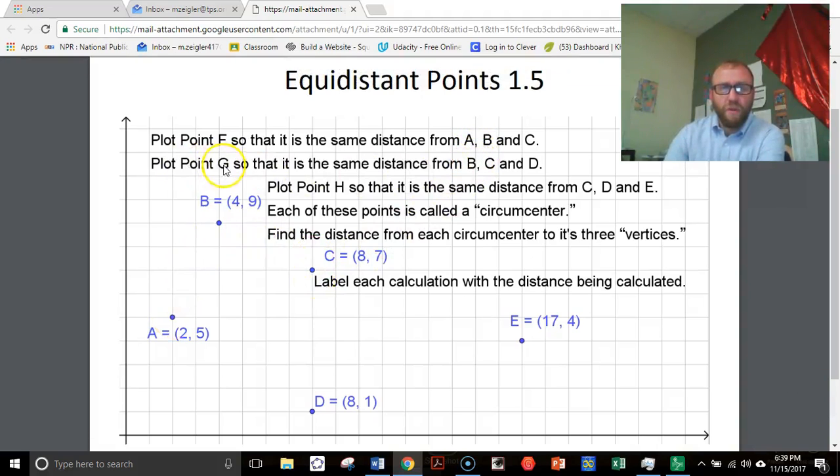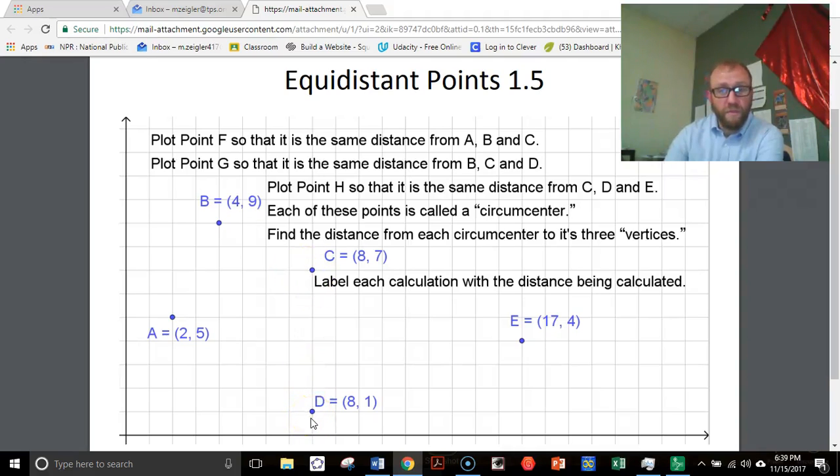Next, I want you to find point G. So it's the same distance from B, C, and D. So here's B, C, and D, and point G. So point G is in such a place here so that it would be the same distance to travel to B, or to C, or to D.